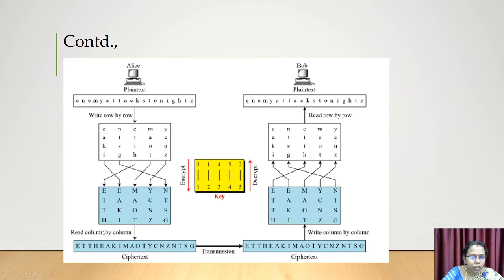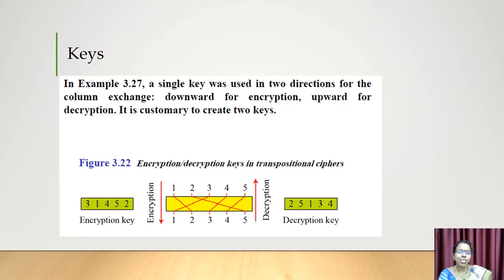So we can get the corresponding ciphertext, and we read it column by column. The ciphertext is transmitted to the receiver side. So the receiver uses the decryption key and reads the plain text. So considering the combination, we have noted that the importance goes to keys.